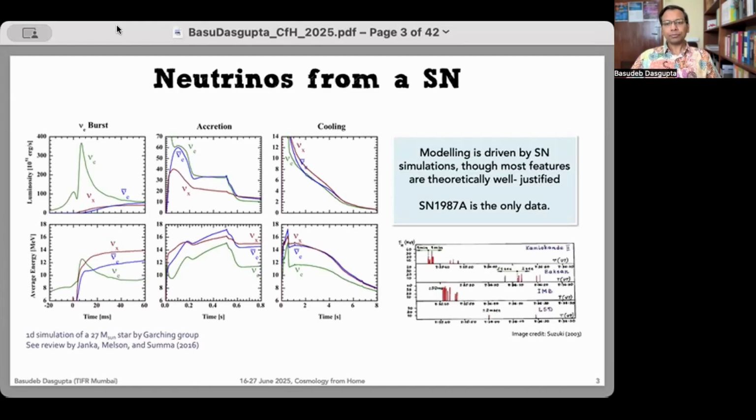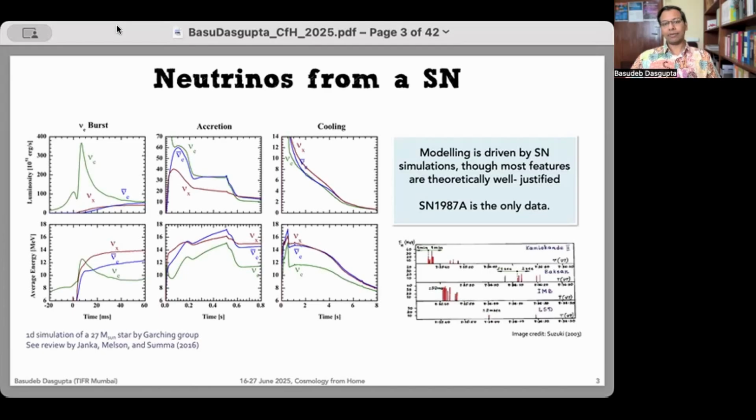And these neutrinos with different flavors have slightly different energies and different luminosities, both as a function of time and as a function of flavor, whether you're talking about electron neutrinos, electron antineutrinos, or the other flavors, the nu mus, the nu mu bars, the nu taus, the nu tau bars. Now, all of this information is largely coming to us from simulations, supernova simulations. These are complex hydrodynamic simulations.